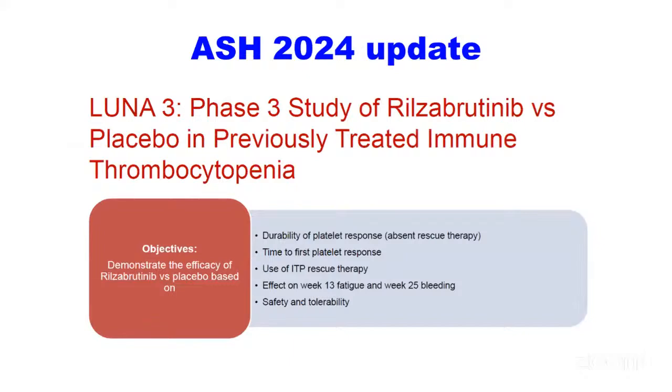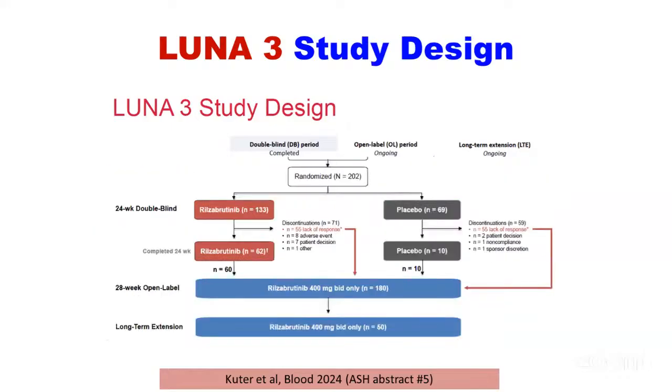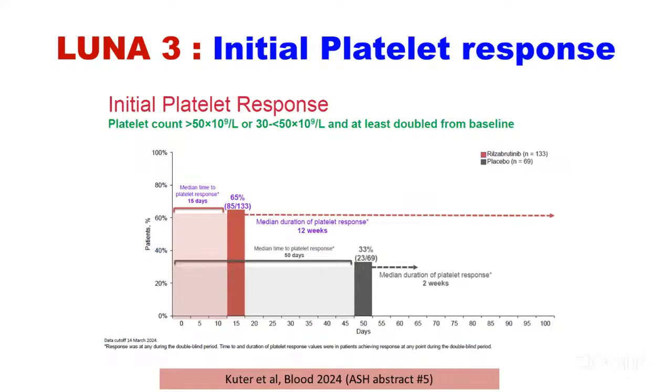The LUNA-3 trial has been done with rilzabrutinib, and it has been shown that a good number of the patients are responding to 400 milligram twice daily of rilzabrutinib therapy, and the response is quite good. The initial platelet response is quite satisfactory.